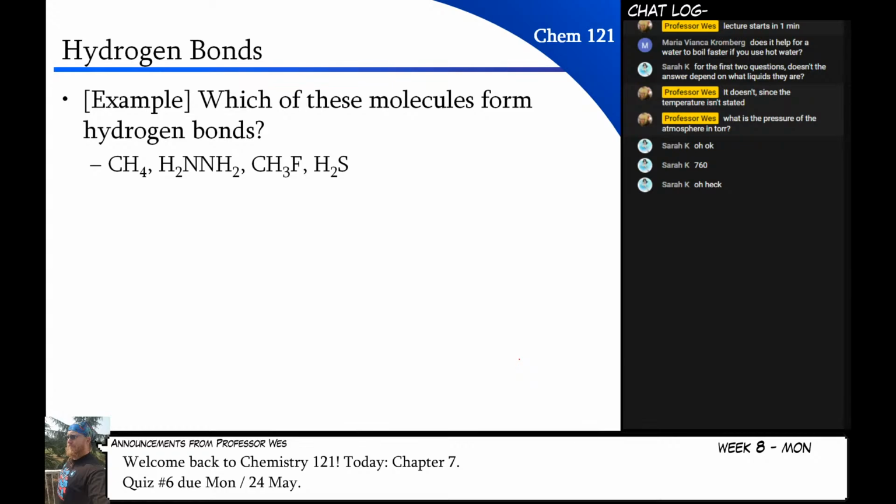Draw the Lewis structures for these 4 molecules, and then try looking at them, see if you can make them hydrogen bond with another copy of themselves. So for instance, if you had 2 CH4 molecules, is there anything you can do to make them hydrogen bond? Can you do that with 2 H2NH2s? And so on and so forth. We'll go over the answers in just a second.